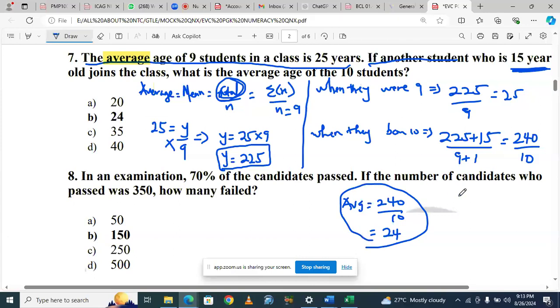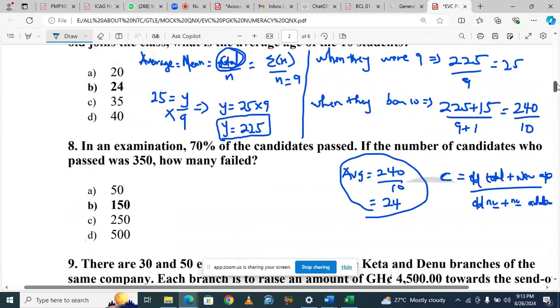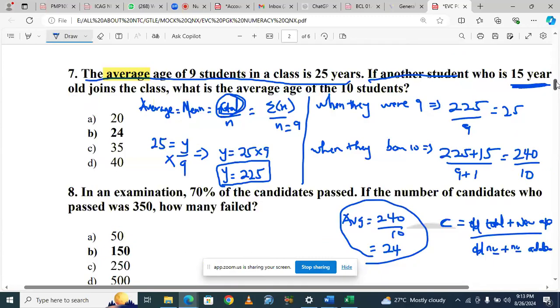So earlier I was telling you how you get the new average, which was C, is equal to the old total plus the new age, all over the old number plus the number added. Is it better now? Yes, please. Let me know if you don't understand.